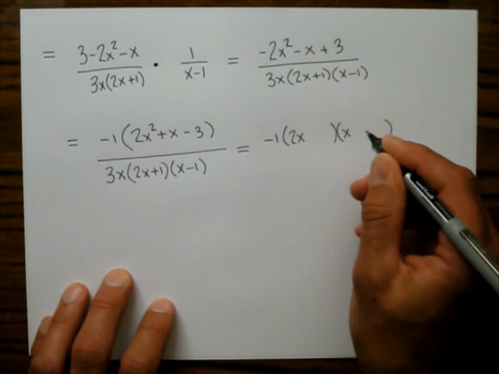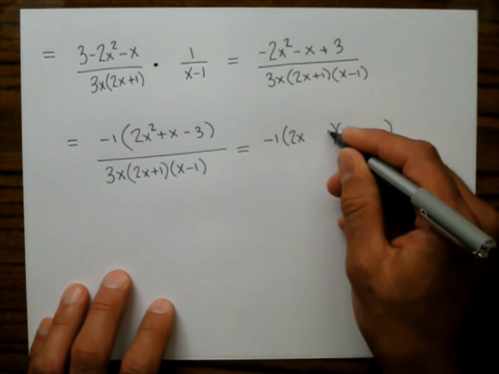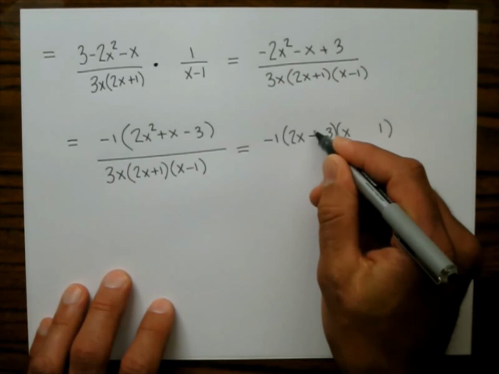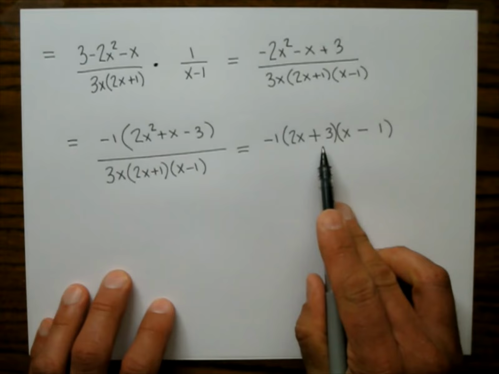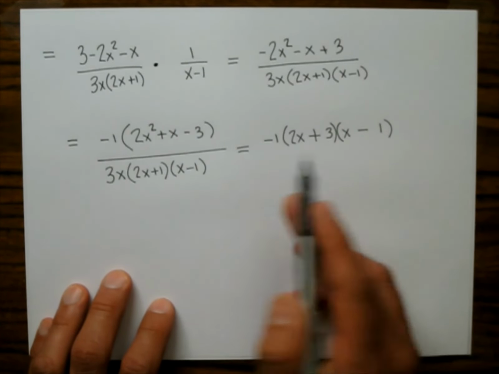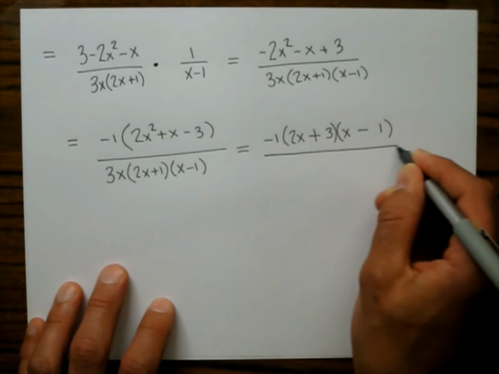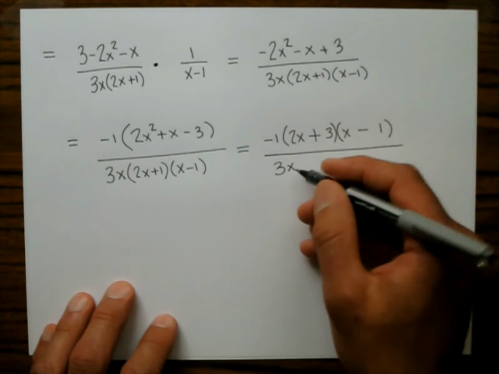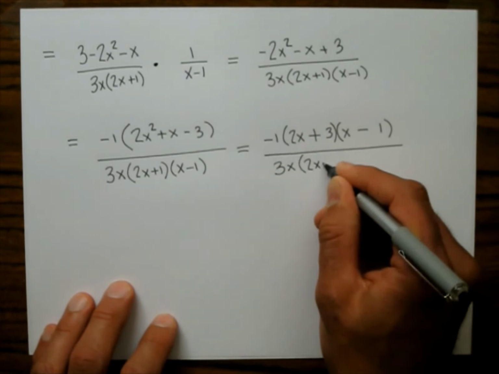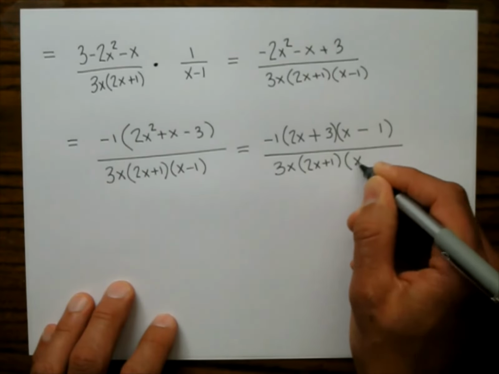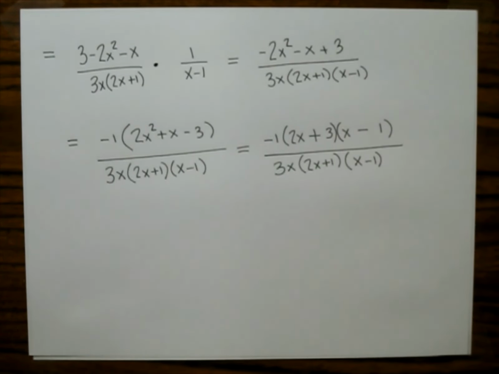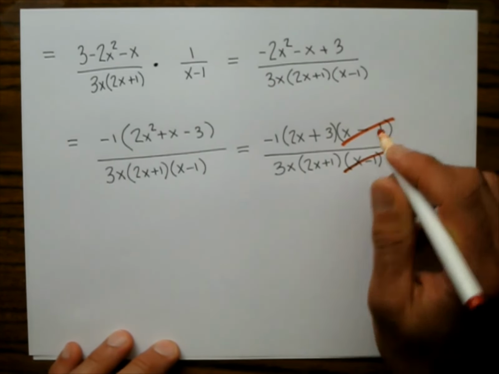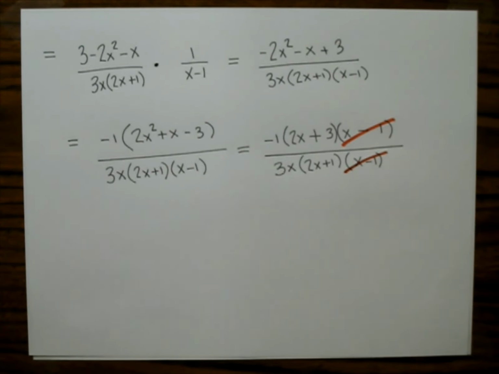2x and x, and perhaps a 3 and a 1, and so this gives us a 3x and a 2x. So yeah, we have a plus there and a minus there. So we have 3x minus 2x is x minus 3. Okay, I'm just double checking. And then on the bottom we have 3x, we have 2x plus 1, and then x minus 1. So what happens here, we can cancel the x minus 1s. Wow, all that work for that.